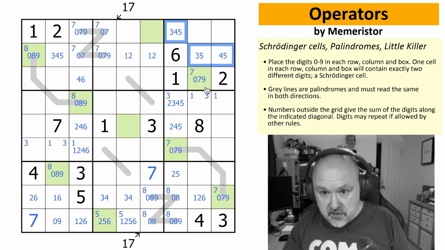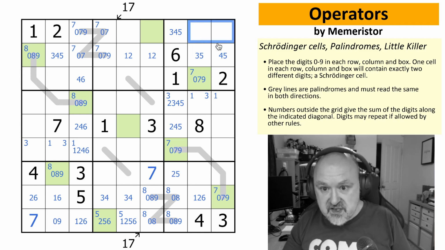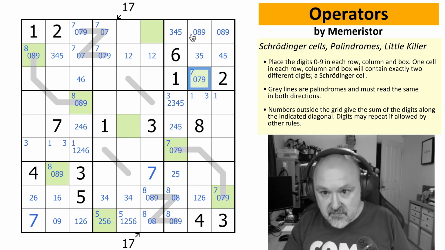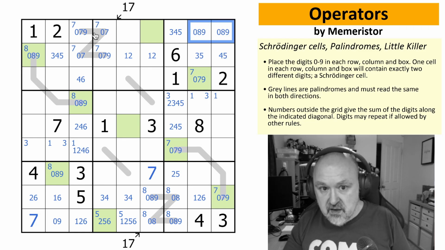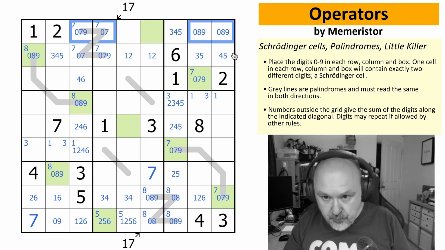This gives me a 3, 4, 5 triple in the box. So 0, 1, 2, 3, 4, 5, 6, 7, 8, 9. I can't use 7 because 7 must be there. So these are 0, 8, 9. 0, 7, 8, 9 quadruple.